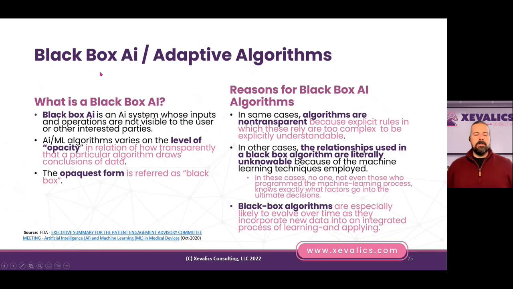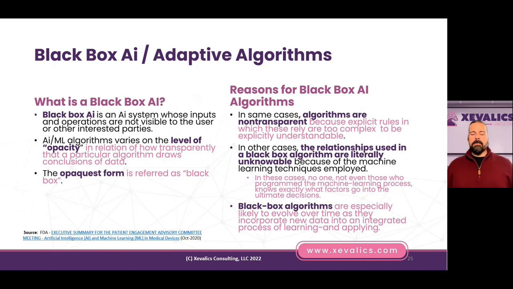So we also have black box AI adaptive algorithms. That's another area of concern for the agency. So let's review what a black box AI is. This is an AI system whose inputs and operations are not visible to the user or other parties. AI machine learning algorithms vary in their level of opacity in relation to how transparently the particular algorithm draws conclusions from data. The opaque form is referred to as black box.